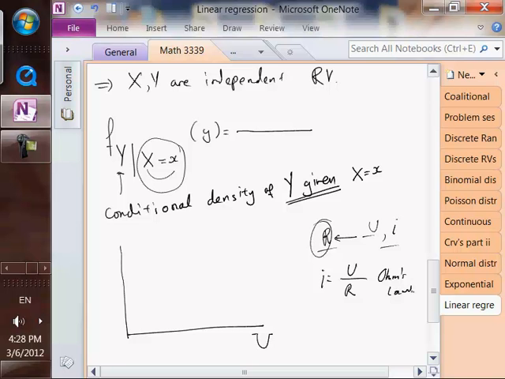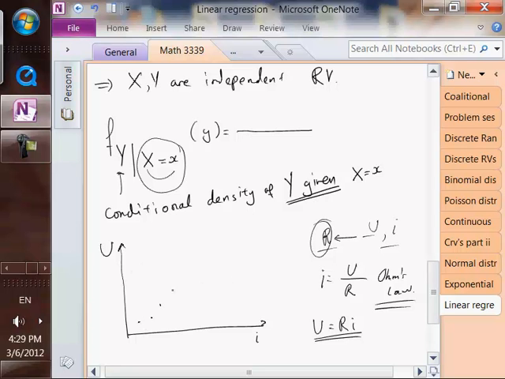That's a very basic law that we teach when we first start physics. And of course, here you know that U, the voltage difference, is R times I. So if I know I and I know U, then I can set the value of I and measure the voltage.